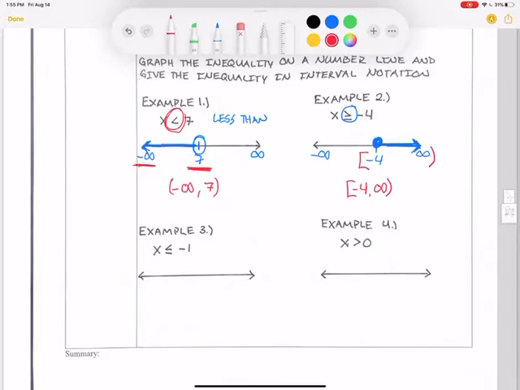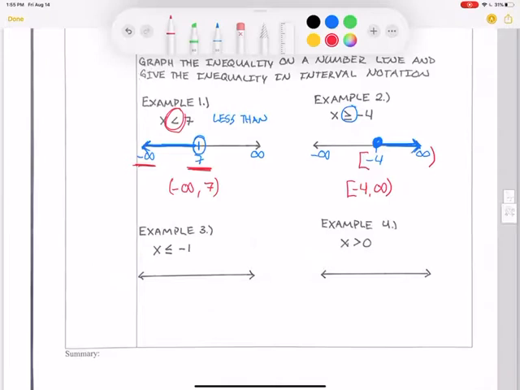Infinities always have a parenthesis. They never have a bracket because infinity never ends. Infinity is not a definite number. It continuously grows. So you cannot put a bracket on infinity because it never stops.